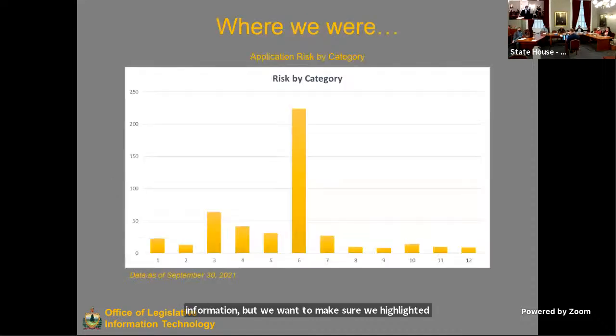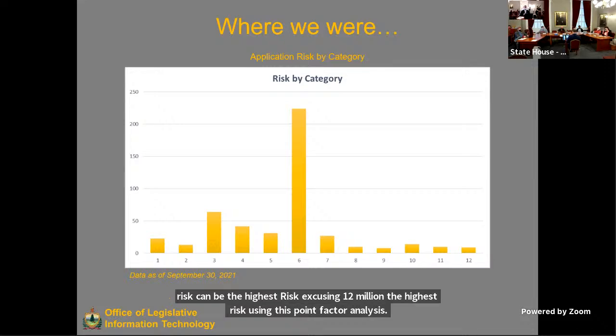Jumped into the wrong slide here. This is where we were in September. This is our initial analysis about risk by category, 1 being the lowest risk, or excuse me, 12 being the highest risk using this point factor analysis. And you'll see we had several 7+ scores, but we were largely around 6.